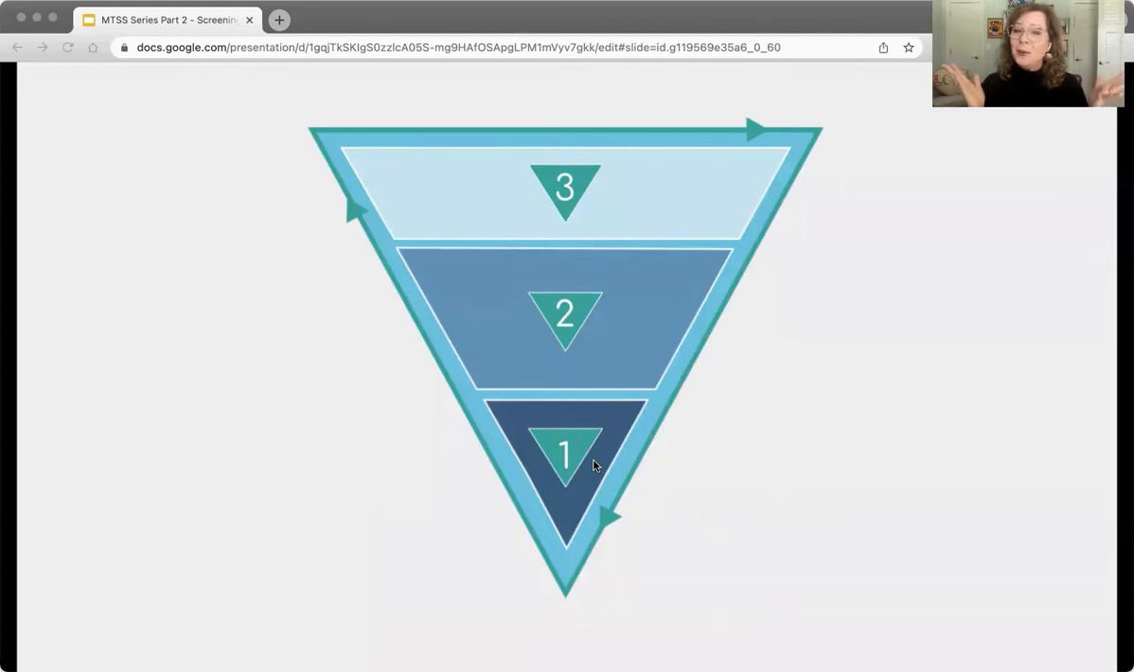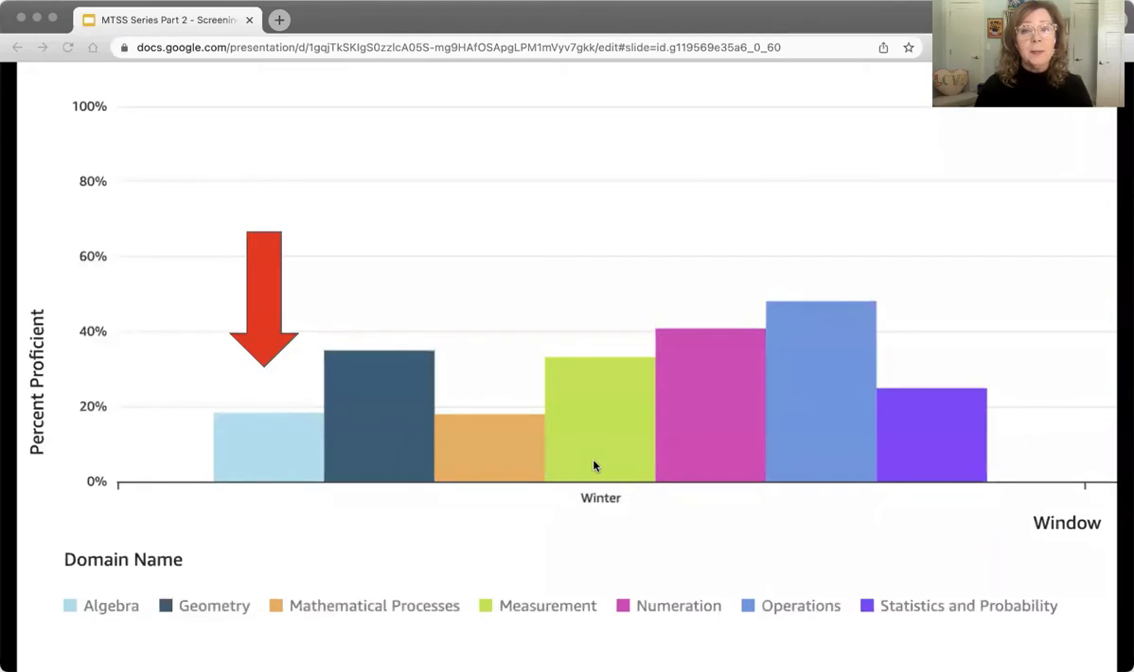But what if your pyramid is upside down like this one, meaning that you have more students who would fall into Tier 3 than into Tier 1? Well, it's time to step back and look at your Tier 1 instruction. It's quite an undertaking to analyze Tier 1 instruction, but data can help.